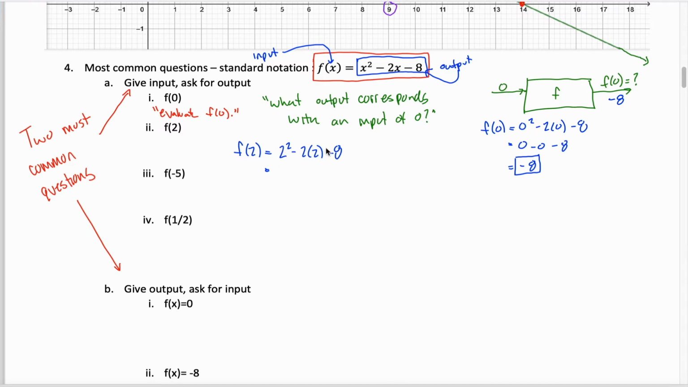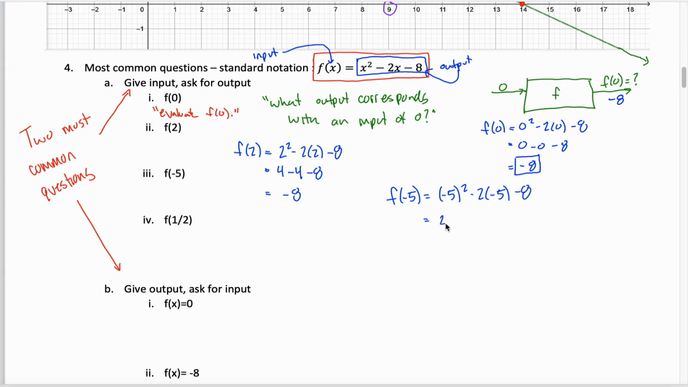I think we've actually already evaluated this one. 2 squared is 4. 2 times 2 is 4. So I have 4 minus 8. I have 0 minus 8. I have negative 8. f of 2 is equal to negative 8. f of negative 5 isn't any harder. It would just be negative 5 squared minus 2 times negative 5 minus 8. I guess you do have to be a little bit careful with your arithmetic here.